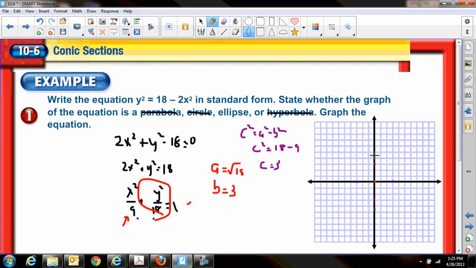Get out my handy dandy ellipse tool. Looks pretty close there. Slide it over. A little bit short. Let's see if I can extend this. There we go. And there's our ellipse.